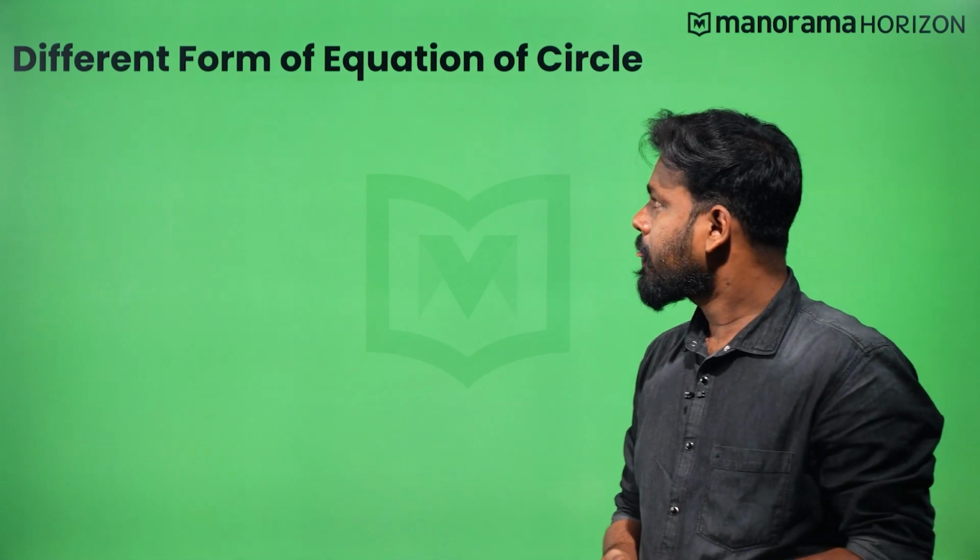Now, what is the equation of a circle in another way? Suppose instead of having the circle center at the origin, suppose the circle center is at another part in the coordinate axis, what will be the different forms of the equation of a circle? So let's look at each of the different forms of a circle.